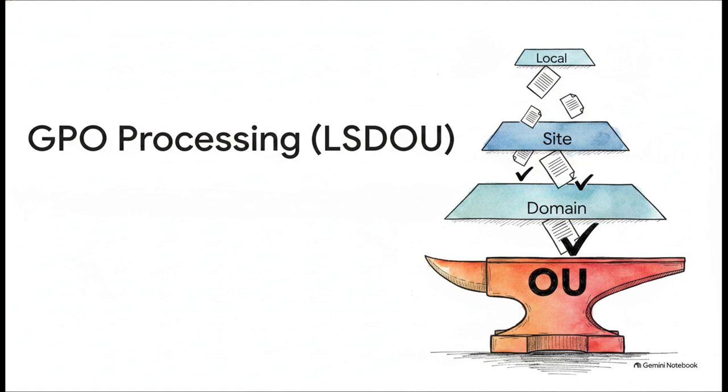But what happens when multiple policies conflict? Active Directory resolves this using the LSDOU processing order: local, site, domain, and finally, OU. The crucial thing to remember here is that the last applied policy always wins. Because OU policies are applied last in the chain, they get the final say, overriding domain-level settings and essentially giving them the highest default precedence.